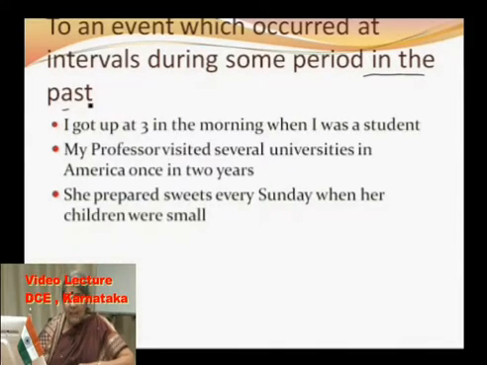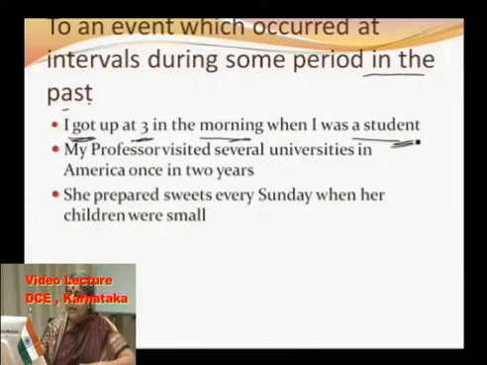Now let us look at the sentence. I got up at 3 in the morning when I was a student. Where is the verb? Got. Now when did you get up? At 3. At what time? Morning. When did this happen? When I was a student. Now what is this, when I was a student?